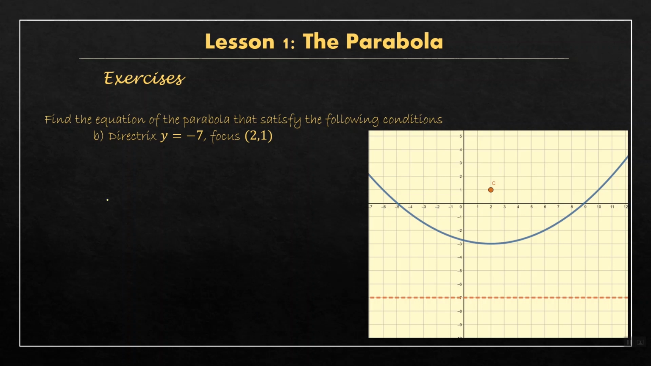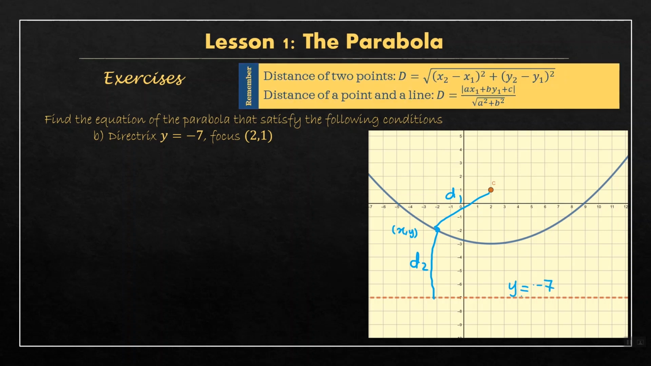It looks like a standard position number 4, but it's not. So what are we going to do? Again, we are going to assume that there is a point here, anywhere, and I'll call this point (x, y). So according to the definition, the first distance, d1, should be equal to the second distance, d2. Remember that this is y equals minus 7. Okay, I'm going to invoke the formulas that I've learned last year, the distance between 2 points and the distance between a point and a line.